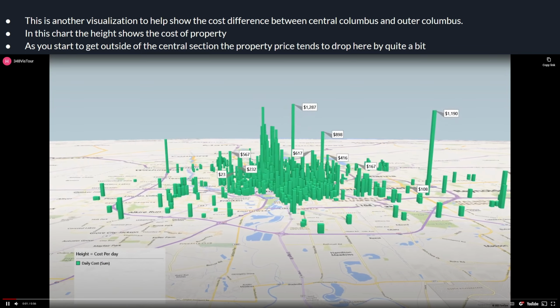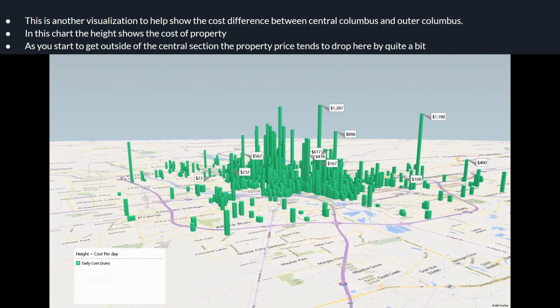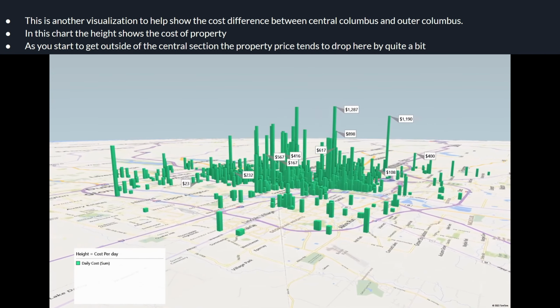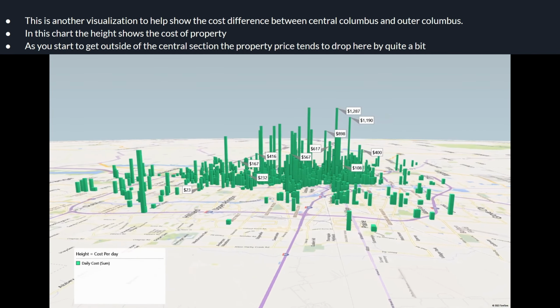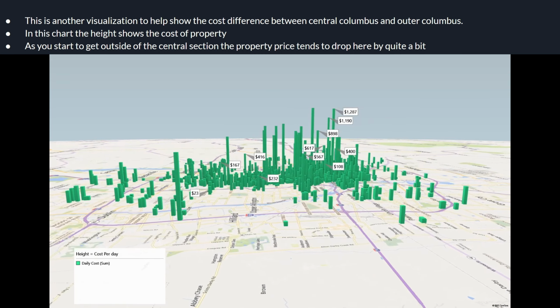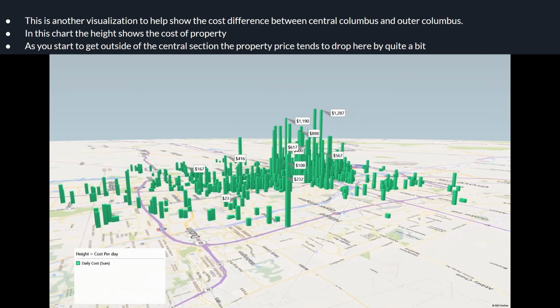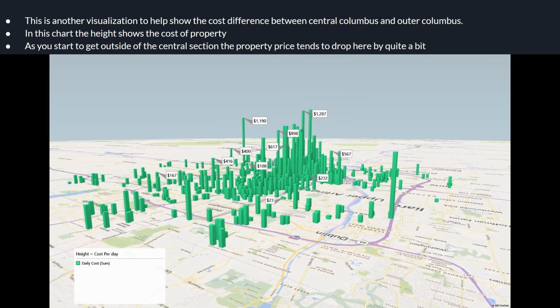So this is just another visual that we decided to create that shows the cost difference between central Columbus and the outer area. As you can see, the higher the price, the higher the bar, and in the middle of Columbus, it is much higher, with the price being around $1,300. And on the outskirts, you can see there's a piece of data there that says there's one that's $23 a day.